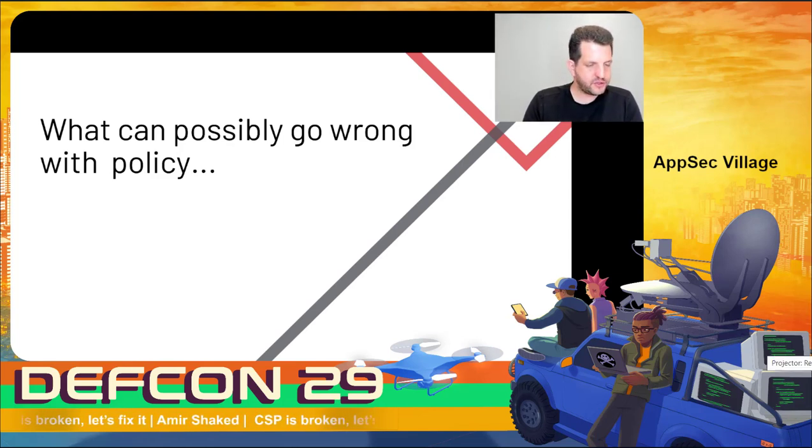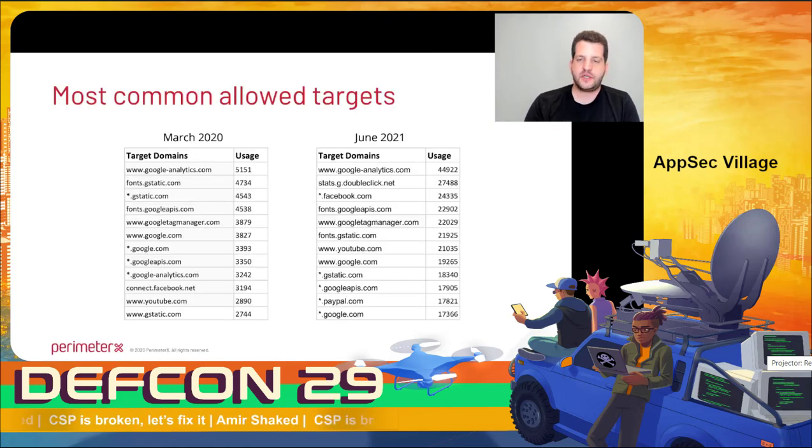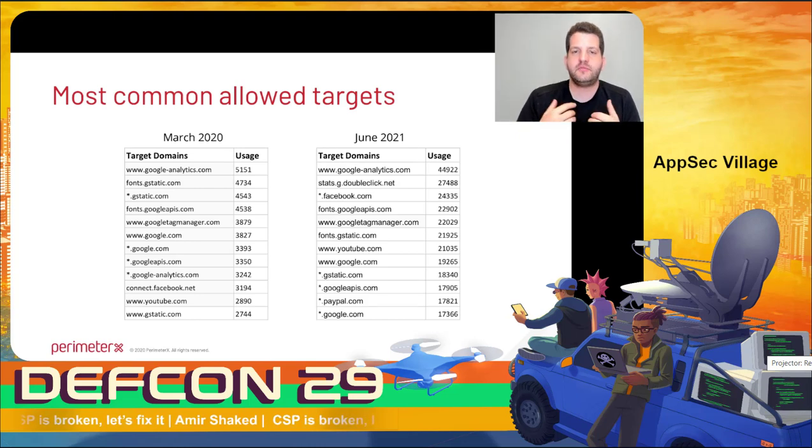Looking at all the websites and all the domains that are whitelisted and how they're actually using CSP, the question that came to mind was, okay, let's look at the most common allowed targets for this traffic from the website. What are those actually being used by websites?